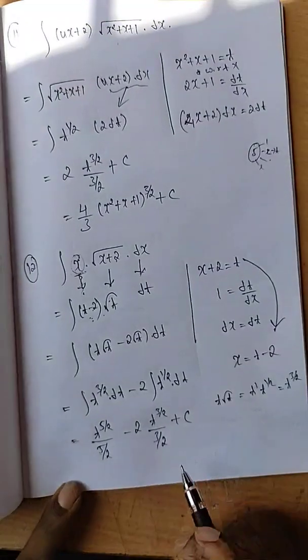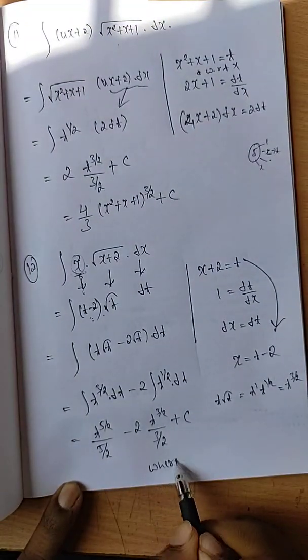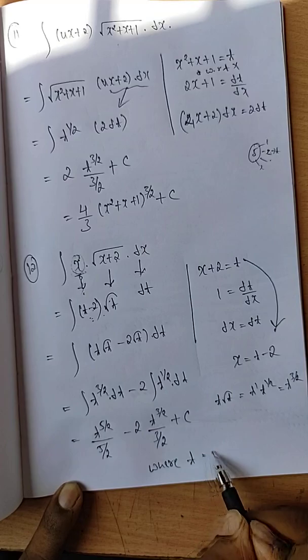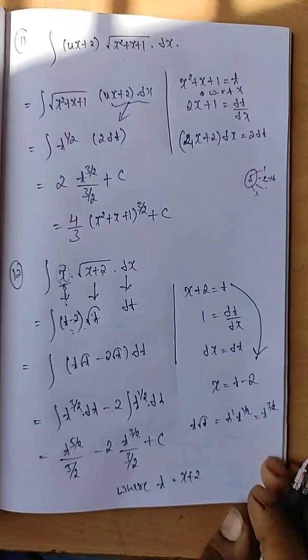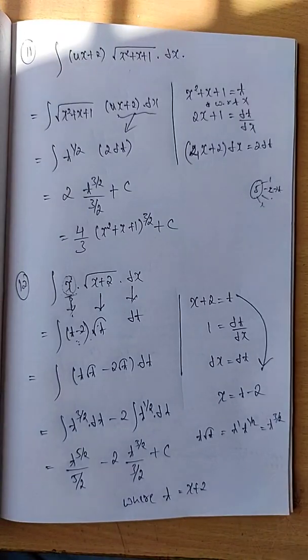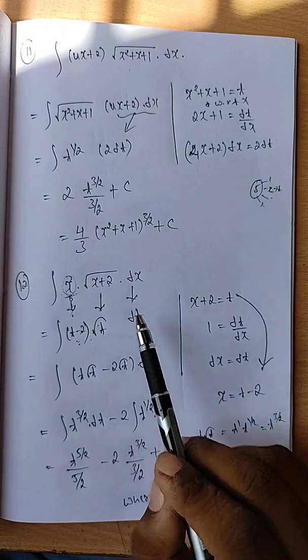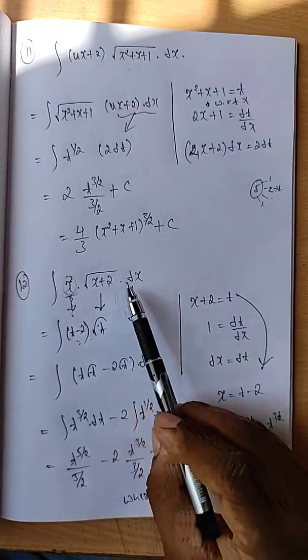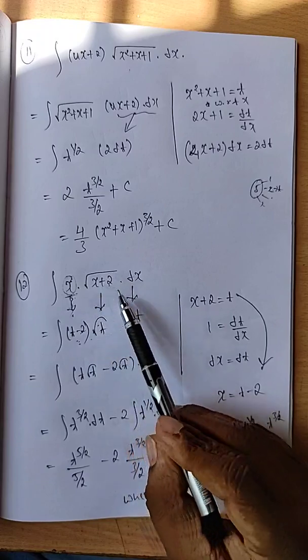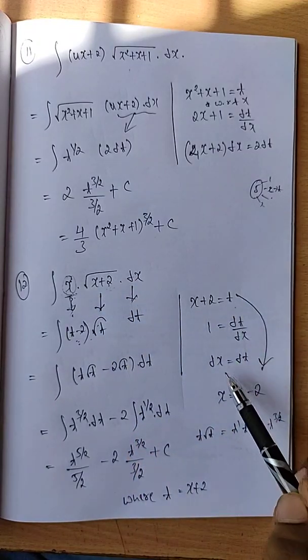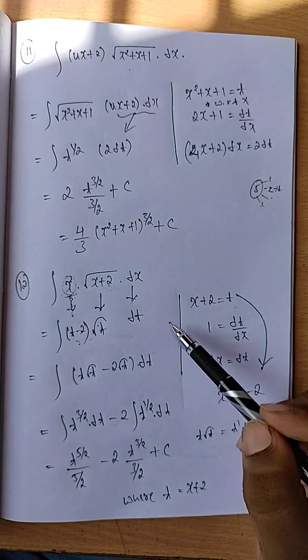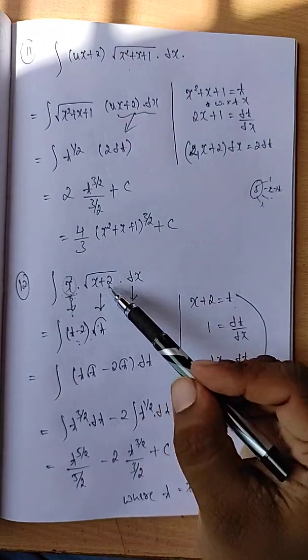Is it clear? So where t is x plus 2. Is it clear? Is it okay? So once again I am repeating, just listen here. The given problem is integration of x into root of x plus 2 into dx. You take the inner function as t. x plus 2 is equal to t. Differentiate with respect to x, so we get dx is equal to dt. So we are replacing dx as dt and root x plus 2 as root t.